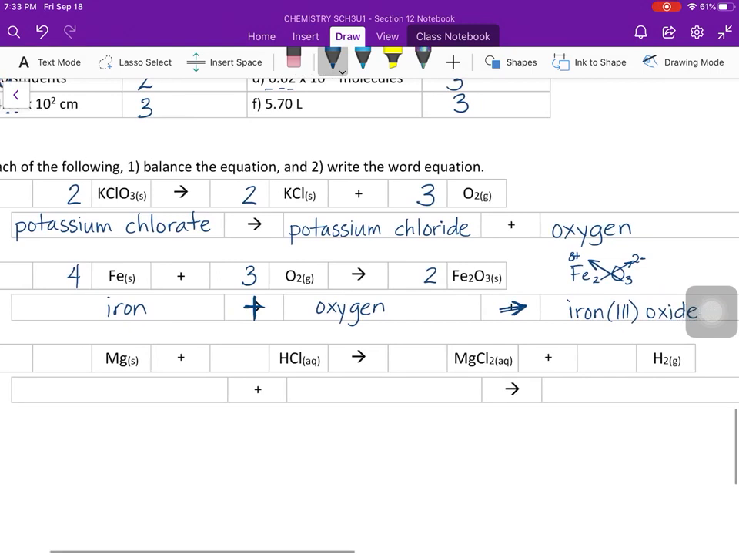Okay, the last one we're going to look at, we have a single displacement here. So magnesium reacts with hydrochloric acid to produce magnesium chloride and hydrogen gas. So I have 1 and 1 magnesium, 1 and 2 hydrogen, and 2 and 1 chlorine. So I have half the number of chlorines and hydrogens on this side. So a 2 here will give me 2 hydrogen, 2 chlorine, and still the 1 magnesium. So done for balancing.